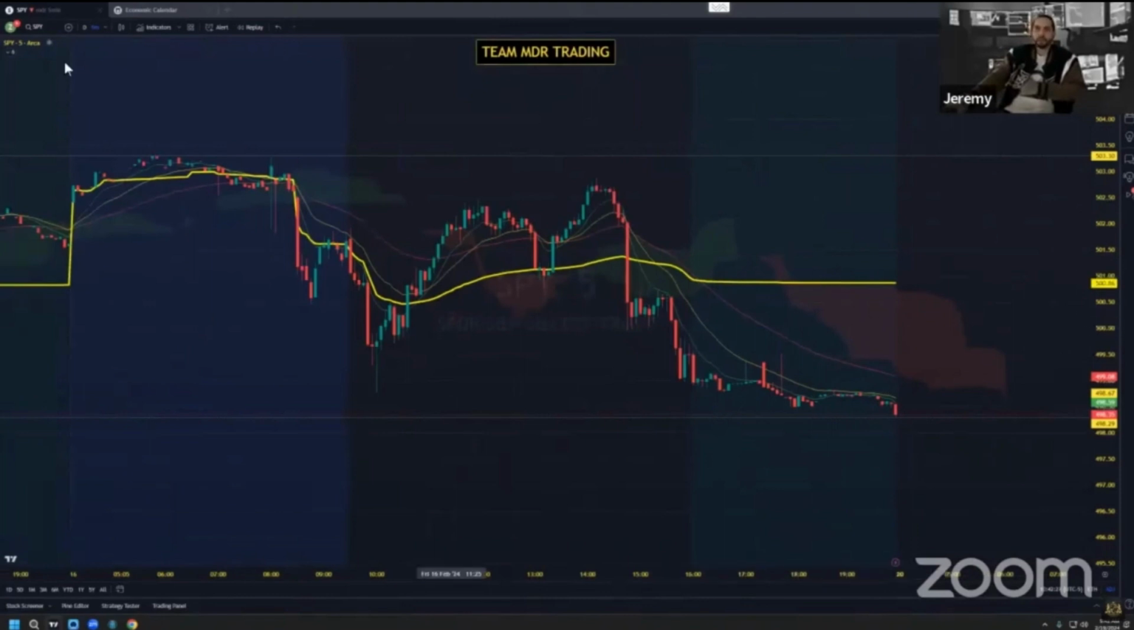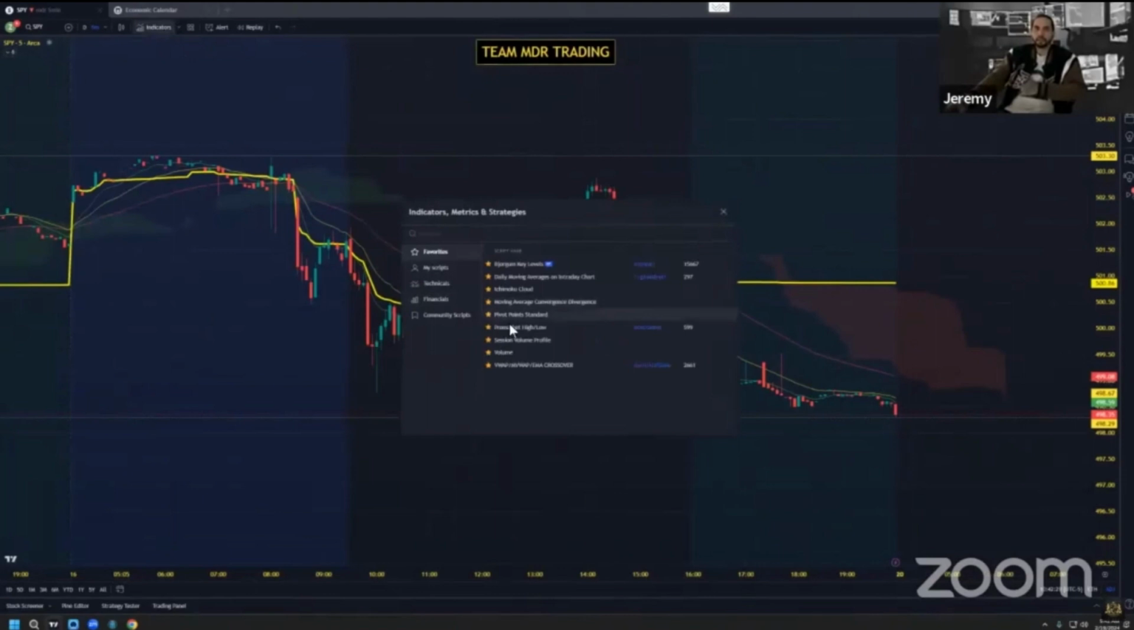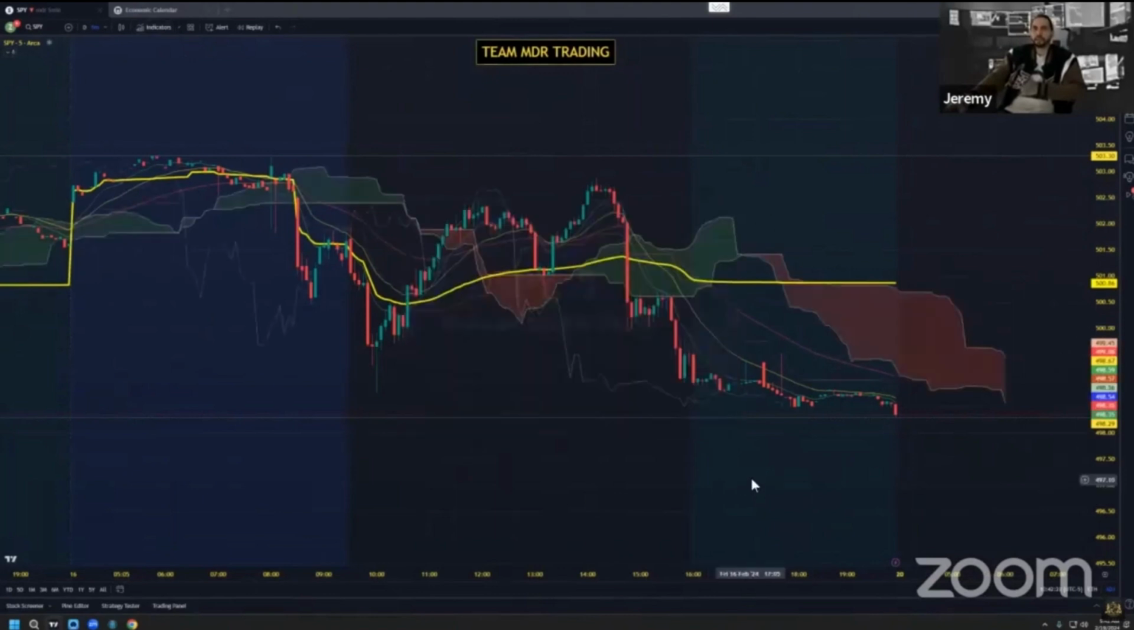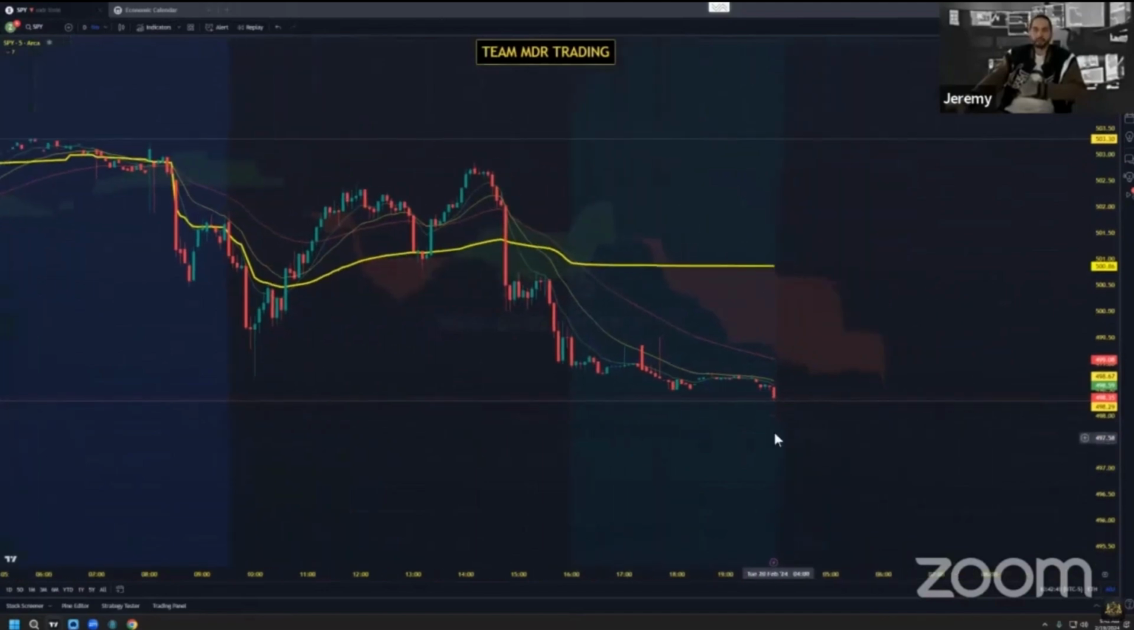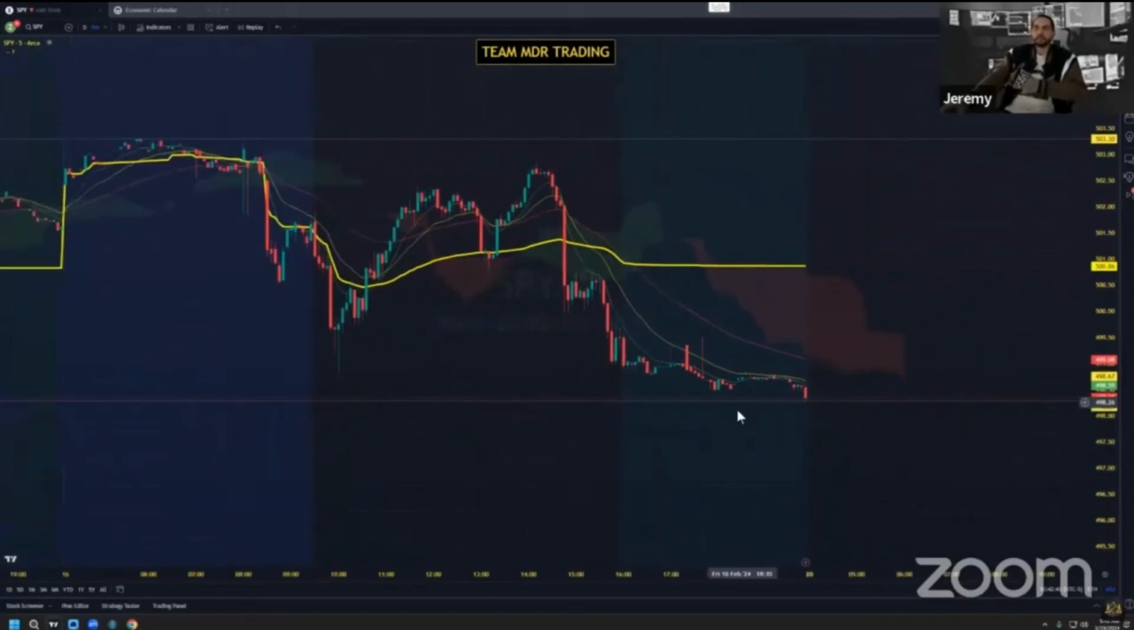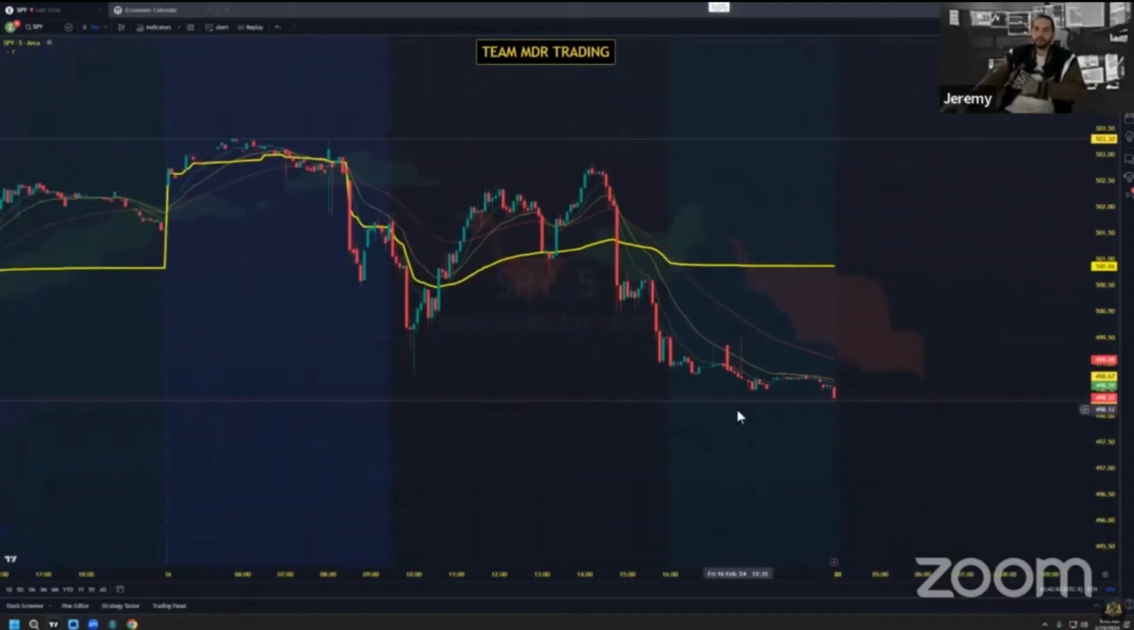Then there's the Ichimoku cloud. I use the Ichimoku cloud differently. If you guys know what the Ichimoku cloud looks like, this is what it looks like naturally. But I go into my own settings, make my own settings just like with a lot of indicators, and make it look like that. Basically, I use the Ichimoku cloud as buy and sell orders, another supply demand, resistance support type of method.